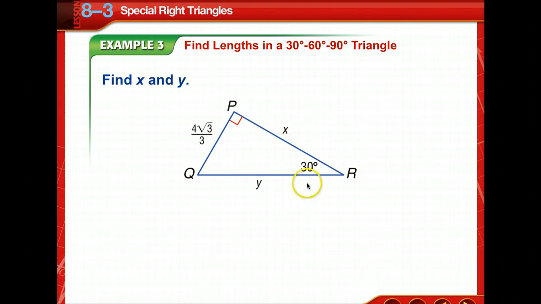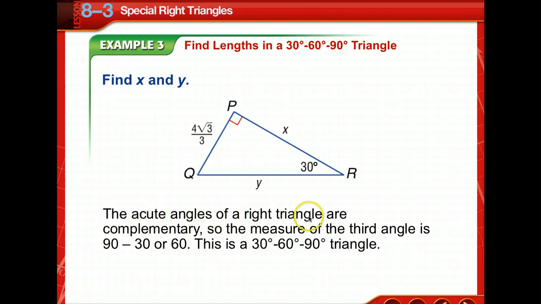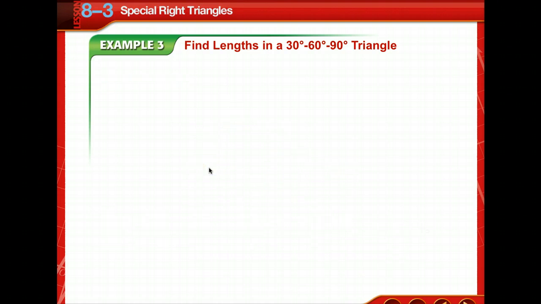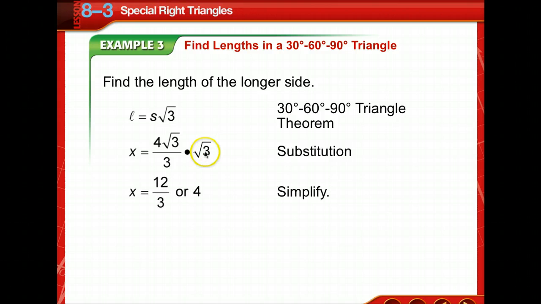So we're asked to find x and y. Now the acute angles of a right triangle are complementary, so the measure of the third angle is 90 minus 30, or 60. So we're going to find the length of the longer side. Well, we know the longer side is the short side times the square root of 3. So x is equal to, the shorter side is 4 square root of 3 over 3, and we multiply it by the square root of 3. So 4 times 3 will be 12, so 12 divided by 3 is now 4.